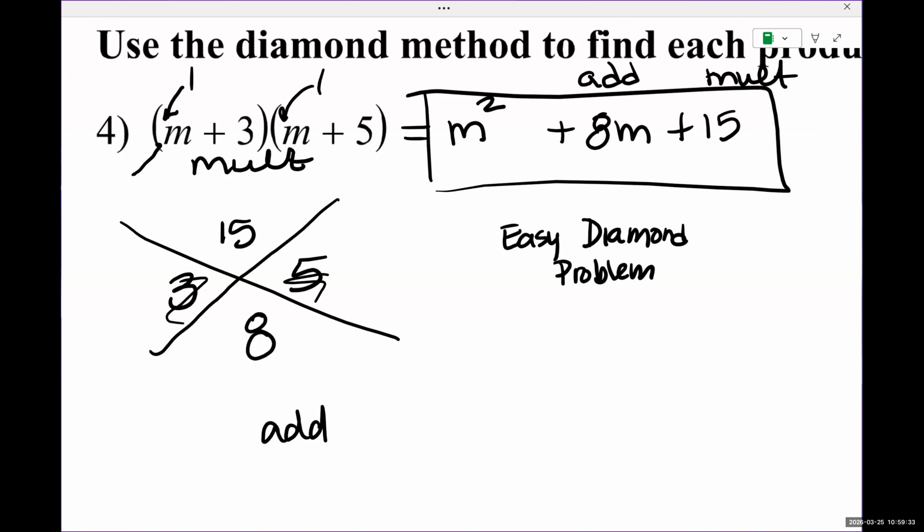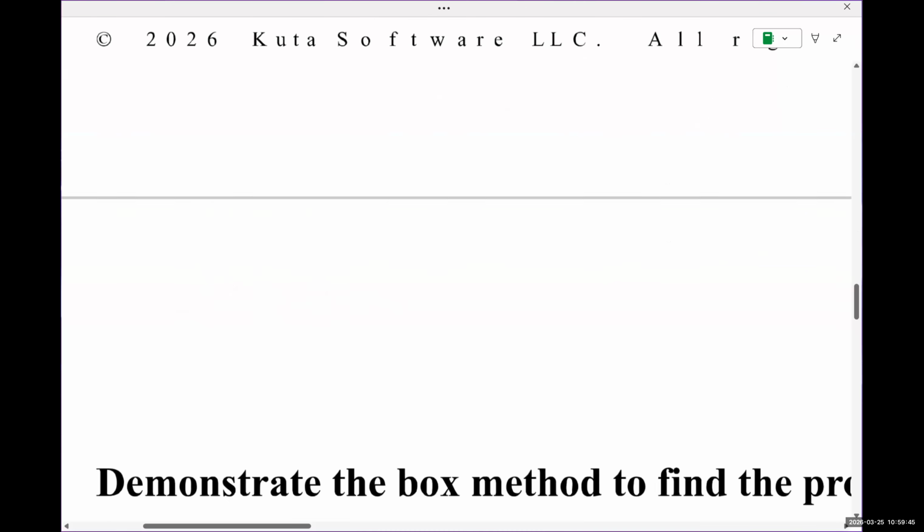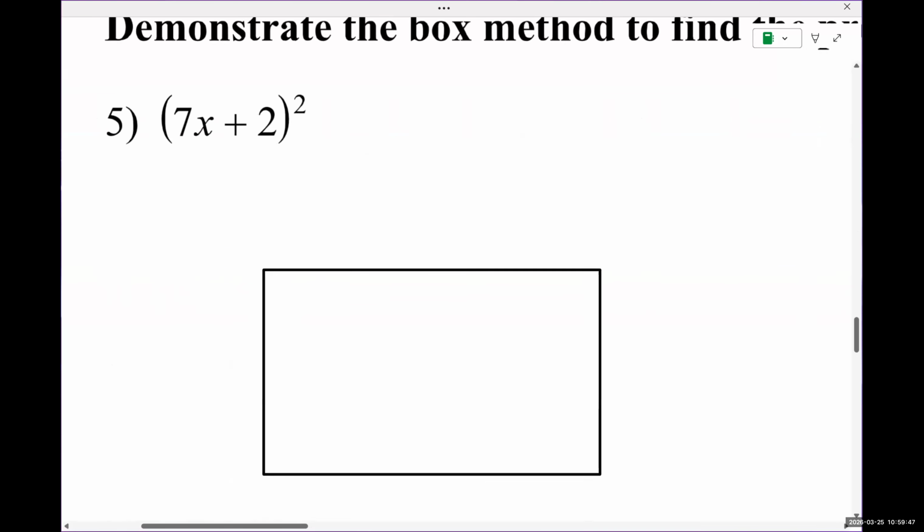So the coefficients of the variables, all the coefficients are 1. Okay, so you could do an easy diamond shortcut. Can I do the shortcut on this one? No, because there is a coefficient in front of the variable other than 1. So what does this mean? This means 7x plus 2 times itself.